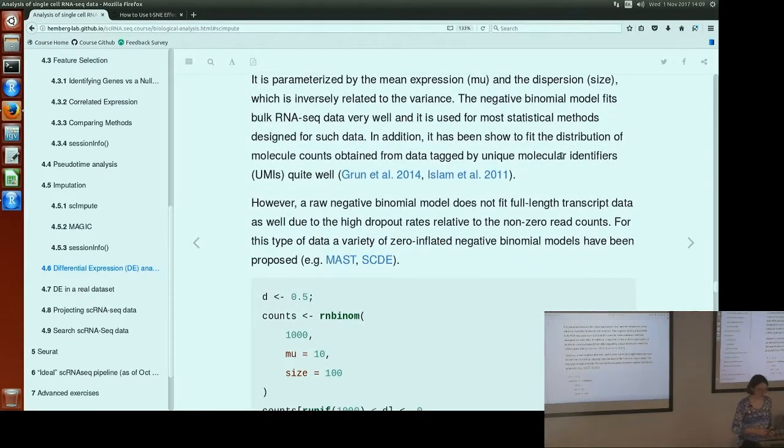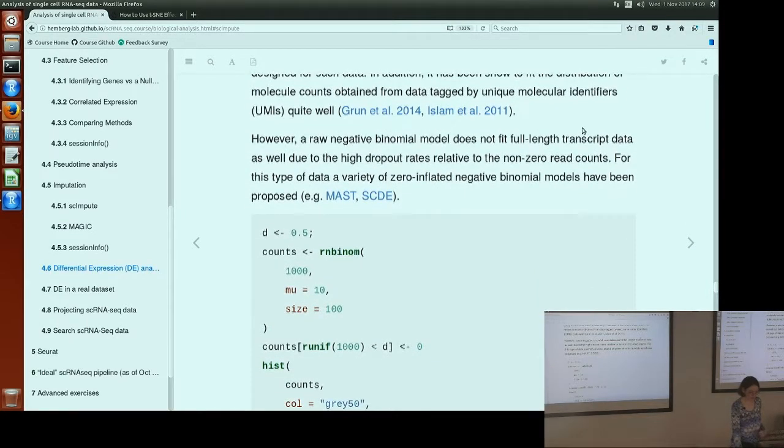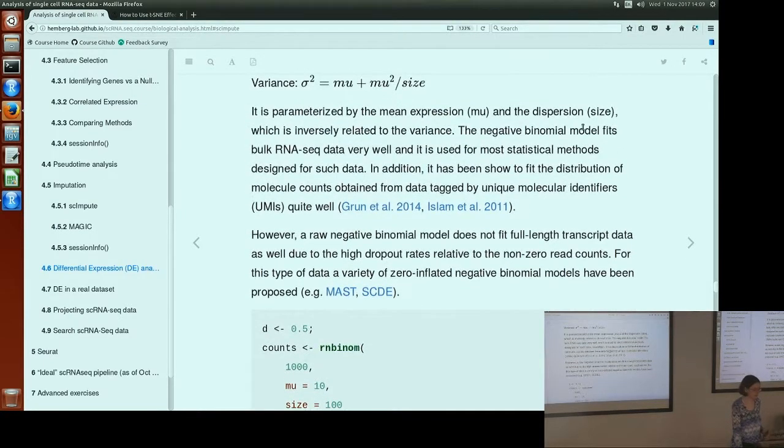However, the raw negative binomial model in general doesn't fit single-cell RNA-seq data very well, because we have problems with detection rate. We have a large number of zeros. This isn't captured by the generic negative binomial model that's used by edgeR and DESeq.